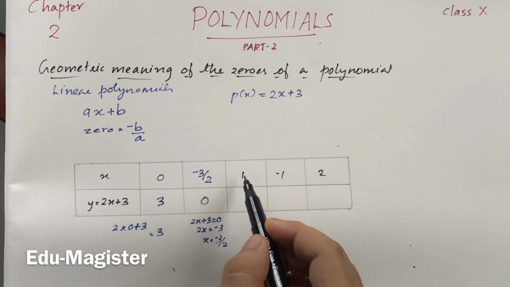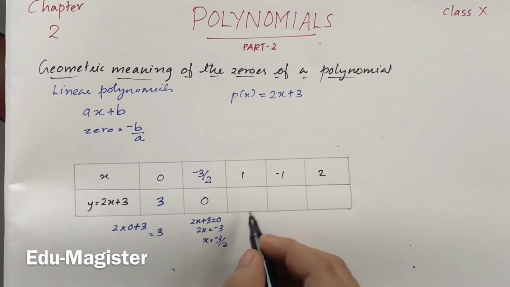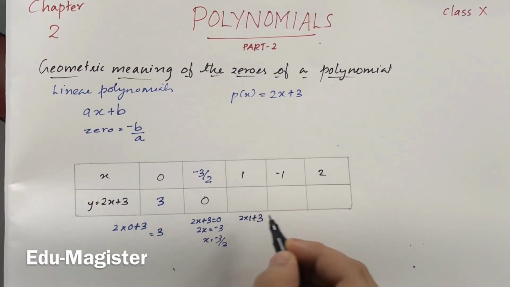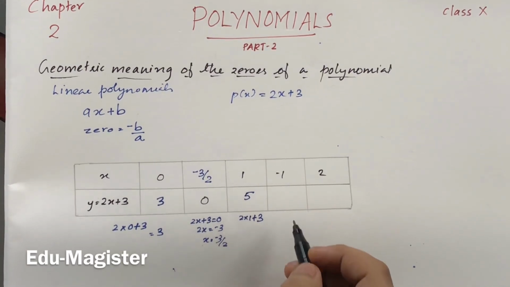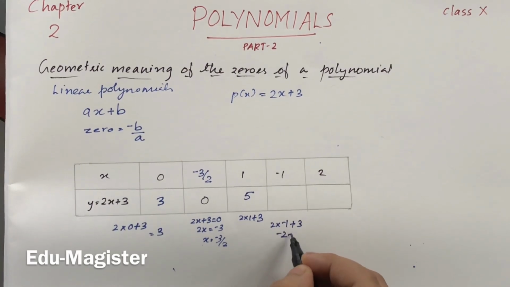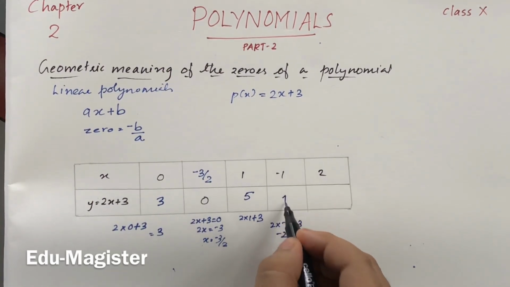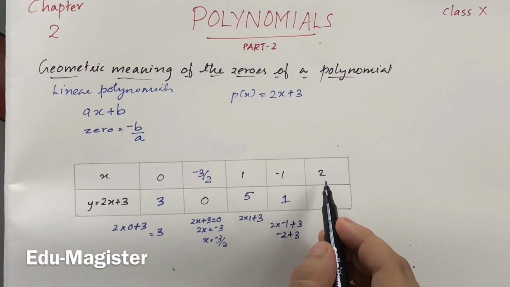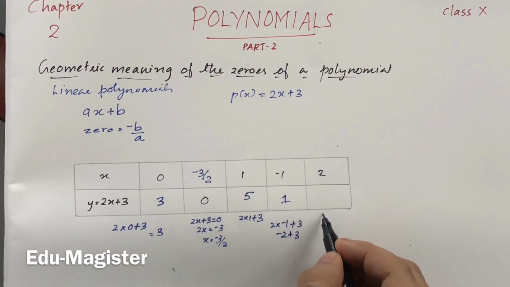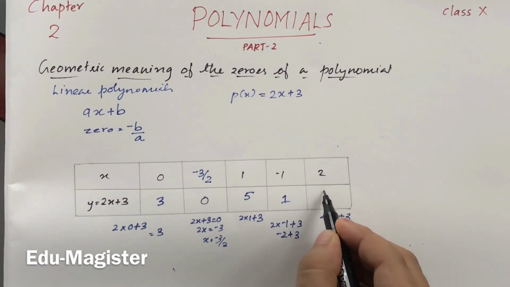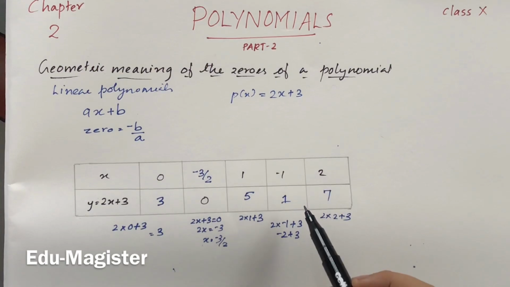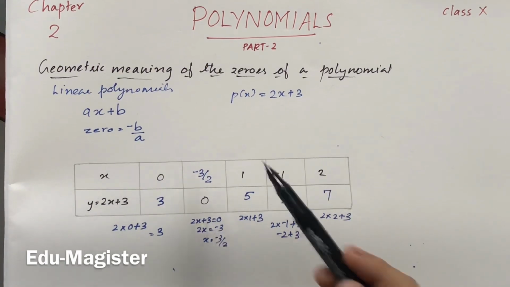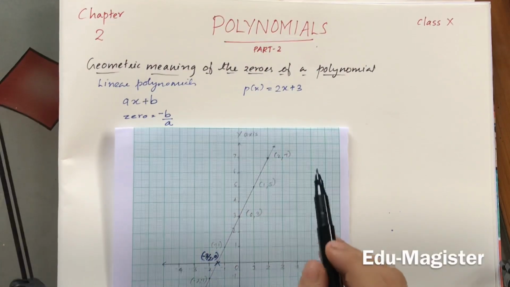Now, when x is equal to 1, what is the y value? 2 into 1 plus 3, which is 5. When x is equal to minus 1, what is the y value? 2 into minus 1 plus 3, which is minus 2 plus 3, which is 1. When x is equal to 2, what is the y value? 2 into 2 plus 3, which is 7. So, you have found the different x and y values. Now, you have to plot these points on the graph. This is how the graph looks.